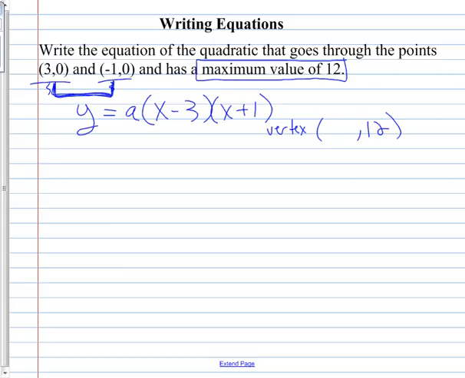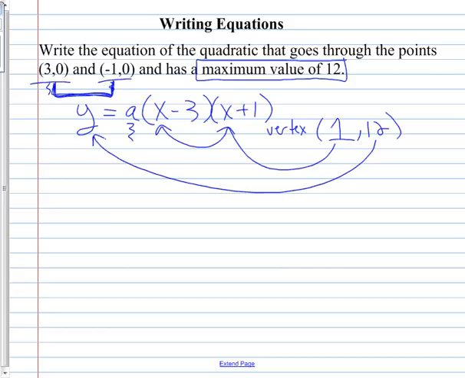We know the height is 12, but we can use the fact that we know where the intercepts are to calculate the vertex x. If we have an intercept at 3 and at negative 1, the vertex is right in between them, so the vertex must be at 1. The vertex x value must be at 1. So we had to problem solve a bit to get all our information, but there's always enough there to figure something out. Now we have the vertex, so we can plug the x into the x's and the y into the y and calculate a.